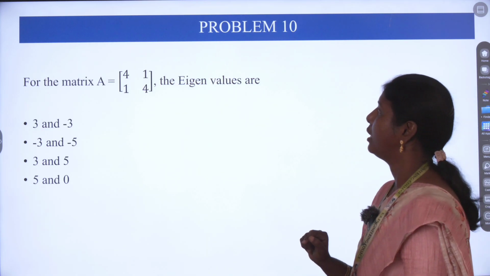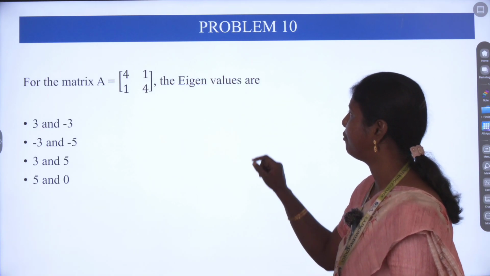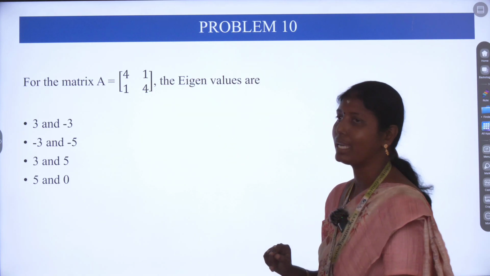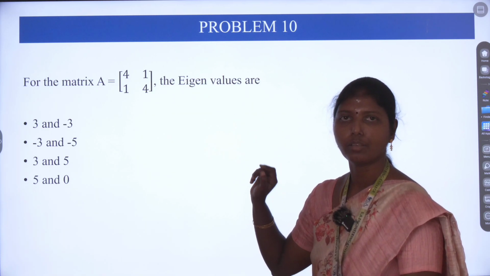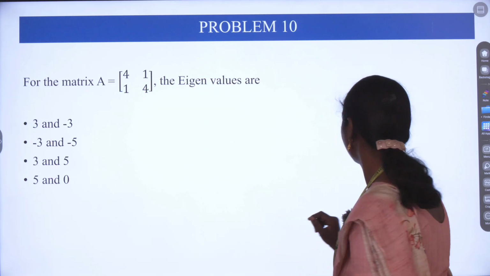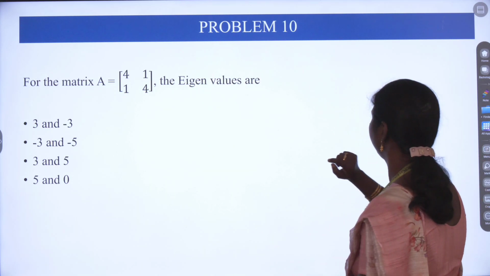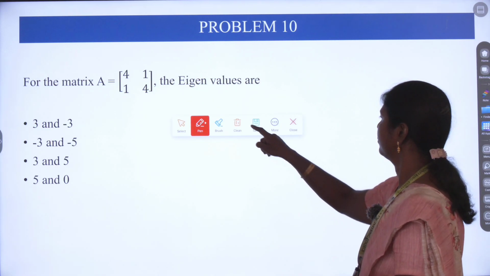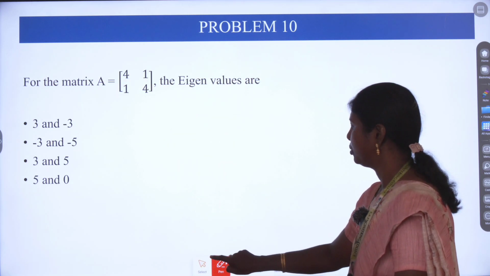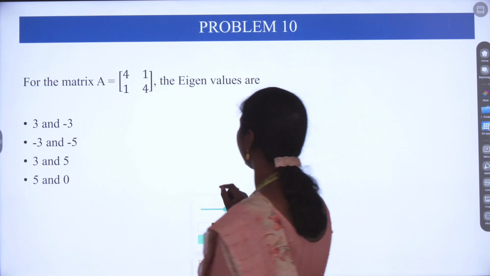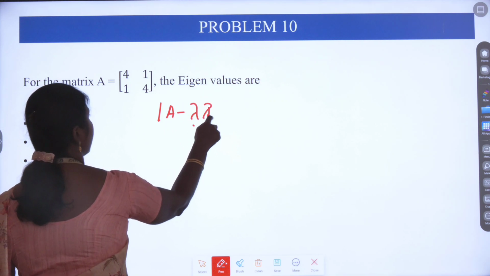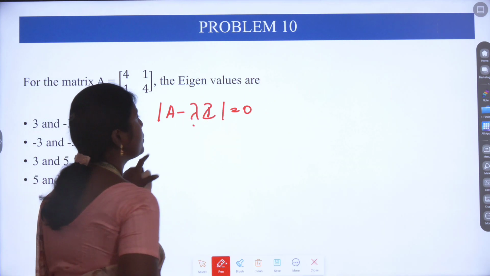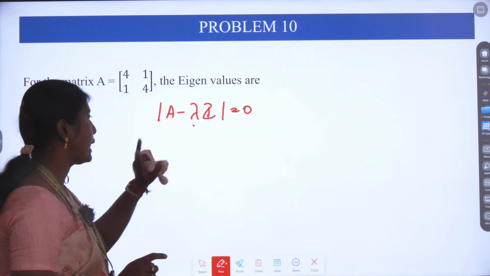So now the next problem: for the matrix A equal to [4, 1; 1, 4], the eigenvalues are? The given matrix is a 2 by 2 matrix, so we need to find the eigenvalues. We use the characteristic equation: determinant of A minus lambda I equal to 0. Using this condition, we find the eigenvalues.